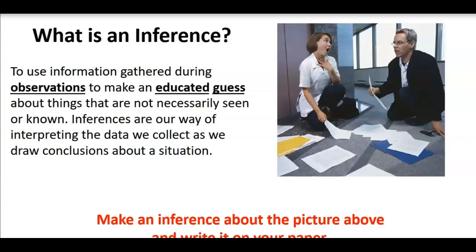Again, looking at that same picture, can you make an inference about the picture? My inference would be that the female in the picture is in shock, that the male is angry, he ran into her. Again, I don't know that, right? There's no actual real data in that picture to tell me that. I am simply making an educated guess about my observations. And again, I see those observations on their faces as I infer about the situation.